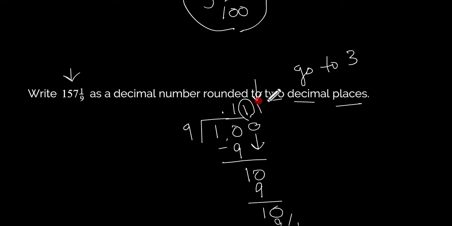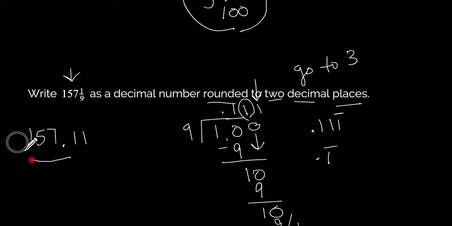Normally, if you were turning 1/9 into a decimal, you would do something like this with repeating, or you could put it like this, 0.1 repeating. But they're asking us to round it to 2 decimal places. So you need to get in the habit of really reading the directions and doing what the directions tell you to do. So let's write this as a decimal number rounded to 2 places. So it's going to be 157 and 11/100. We rounded it, we looked at the 3rd spot, it doesn't make it go up, and we leave it a 1. And so our final answer is 157 and 11/100.